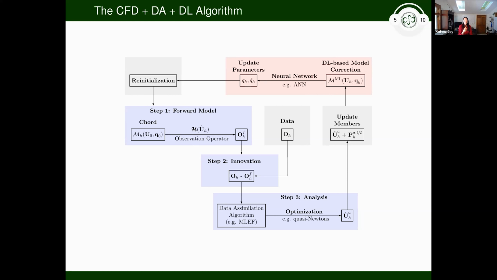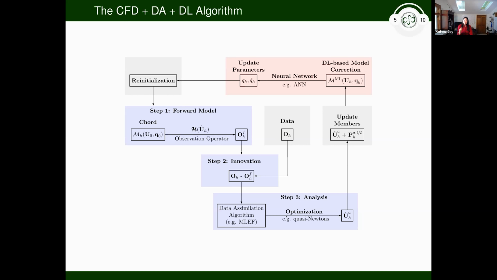Can be any CFD software. You will use that to predict a flow field, or even finite element software. So you can predict this solution field. And then the second step is when you have the data, you combine them together and try to calculate this innovation. So this is the difference essentially between your model prediction and your available data.